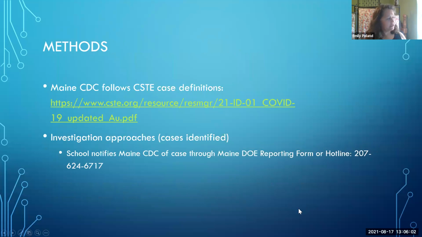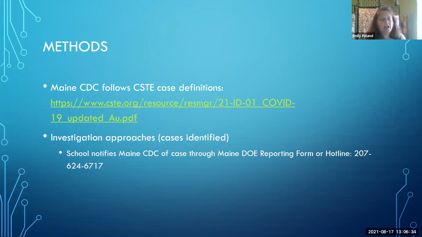So the methods that are used in the SOP, and so this is with case investigation, as well as what we are following, is the CSTE case definitions, and you can find the most recent one at that link. And yes, I will send you these slides when we are all done. That case definition is just, remember, the list of disease, the list of symptoms, and how you might qualify as meeting the case definition or not.